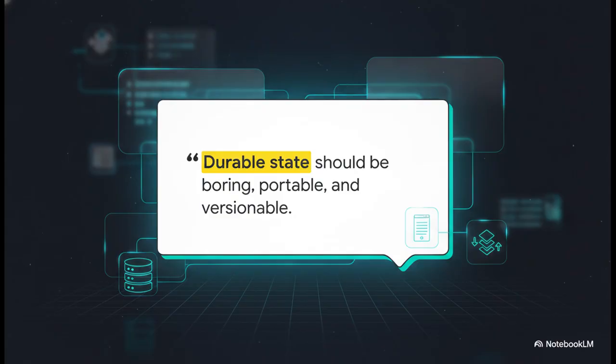Durable state should be boring, portable, and versionable. You want highly stable schemas. Always test your actual state objects against your chosen backend database before deploying, and please never try to store unserializable artifacts like active network sockets or unpickled API clients in your state.